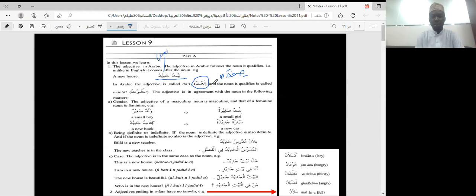You can see that na'at comes after the noun, unlike in English language, whereby you see noun coming after the adjective. That is, the adjective comes first in English, but in Arabic it is opposite. The adjective comes after the noun that it qualifies. So we have baytun jadidun, a new house.